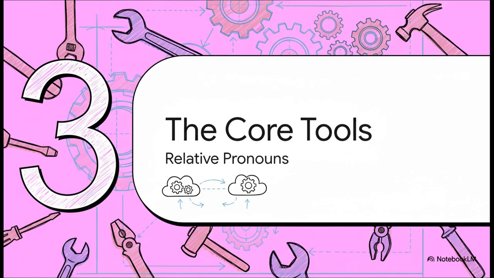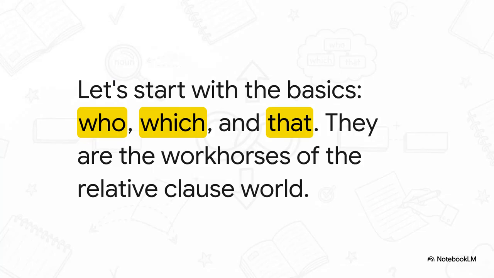All right, it's time to open up the toolkit. See, to build these awesome clauses, you need a few key tools. They're called relative pronouns. Each one has a very specific job. And once you know which one to grab, you're pretty much set. We're going to start with the three most common ones, the ones you'll use all the time: who, which, and that. Honestly, once you get the hang of these three, you are well on your way.